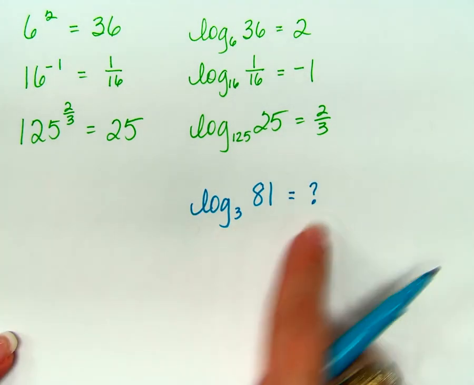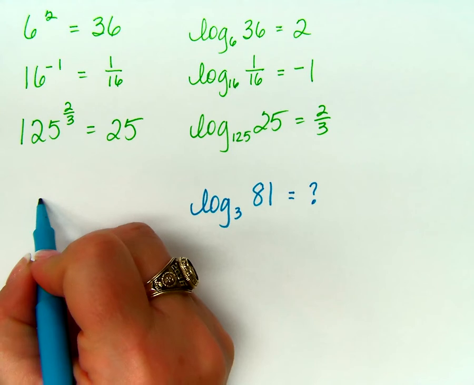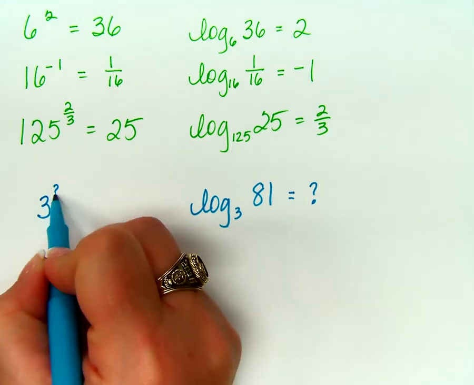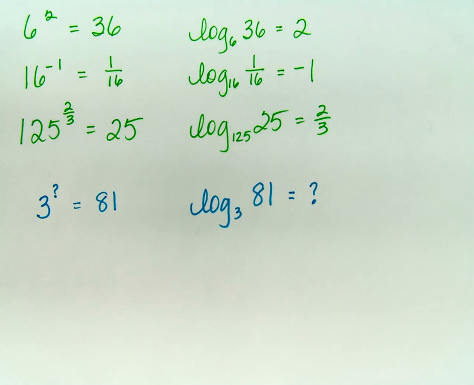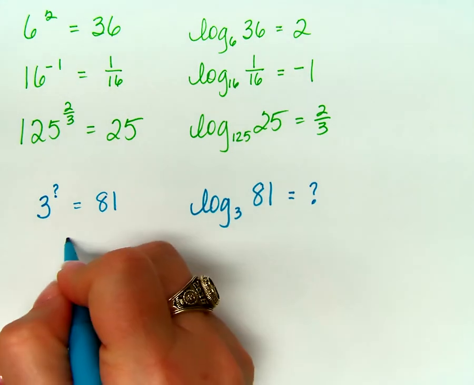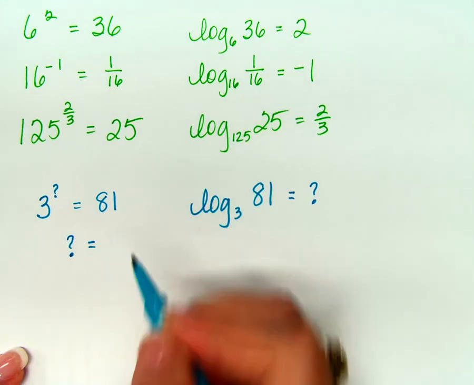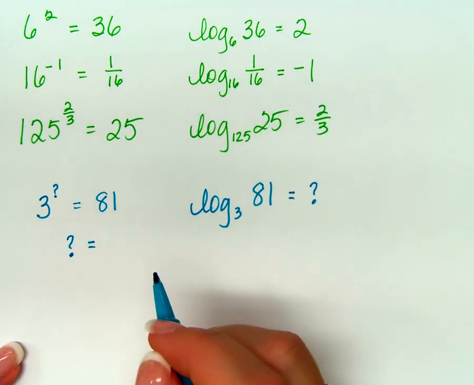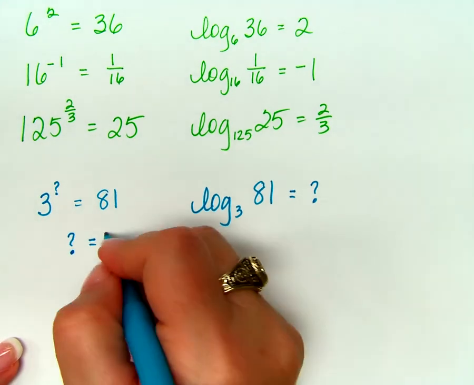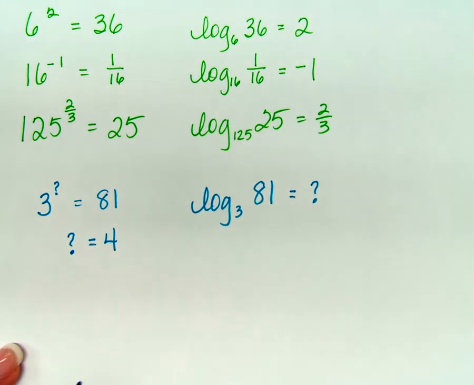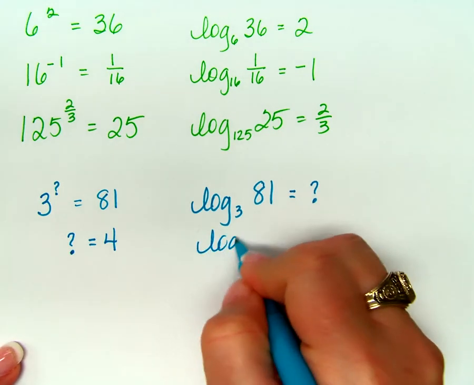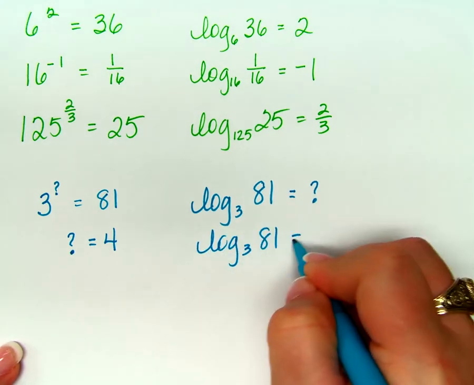Okay, so what would this look like in exponential form? 3 to the question mark equals 81. Do you know what the question mark is then? 3 to what power equals 81? That's a good guess. 3 to the 4th power equals 81. So the question mark equals 4. So log base 3 of 81 equals 4.